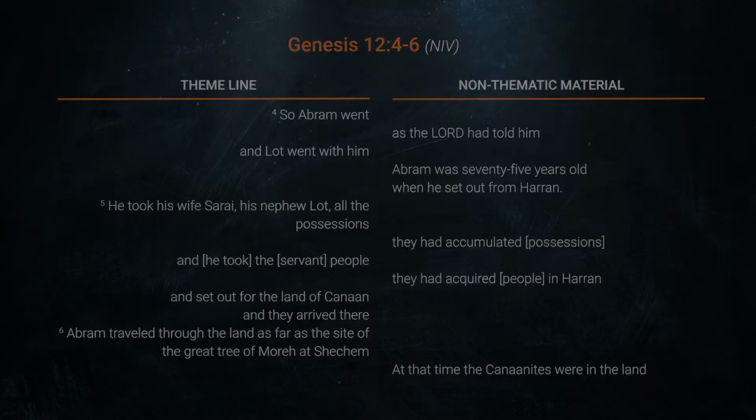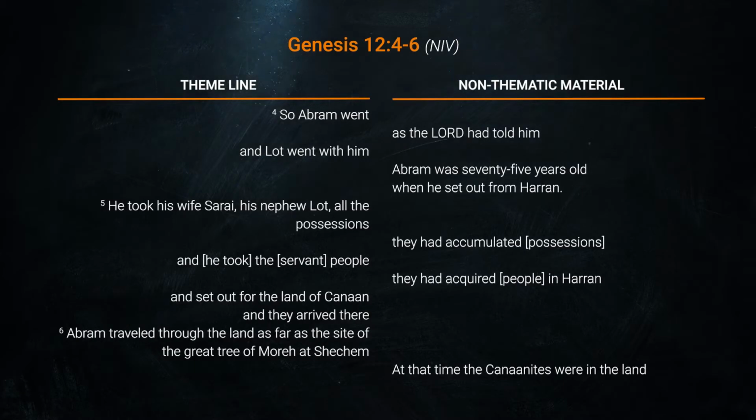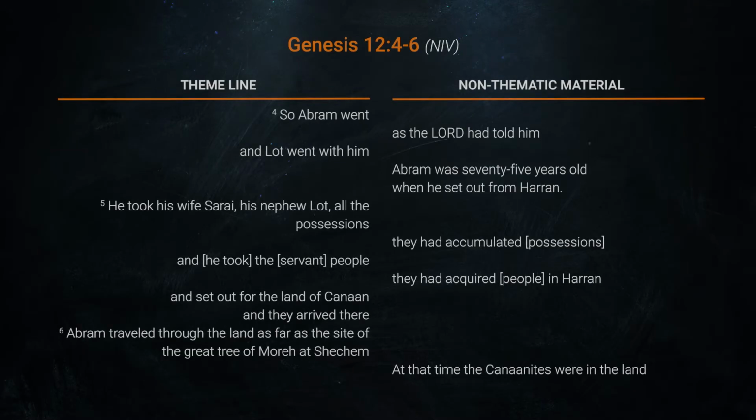Now, an explanation of the non-thematic material in this passage could be as follows. First, as the Lord had told him. This statement is not the next event in the theme line as the passage goes. It's an explanatory flashback. It's going back and saying that the Lord had previously told Abram to leave, and the narrator is supplying this background information about Abraham's journey. And it says, Abraham was 75 years old when he set out from Haran. Again, this does not reflect an event on the theme line. The narrator is giving us some additional explanatory information about the main participant, Abram. It's not the next thing that happened.